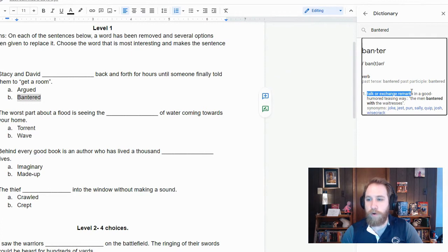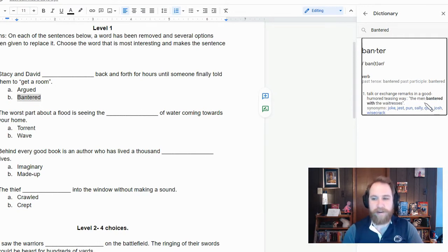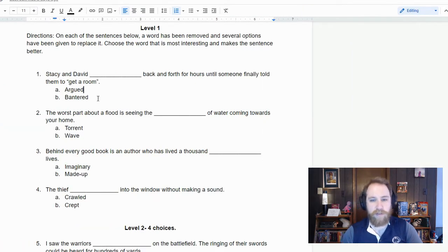Talk or exchange remarks in a good-humored, teasing way, right? The men bantered with the waitresses. Oh, look at that. And there's an example of a guy and a girl bantering back and forth together, okay? So it's a joke, it's a jest, it's a pun. It's not serious, right? Whereas an argument tends to be more serious. So the best word here would be bantered, all right?